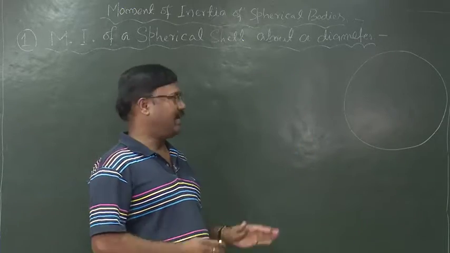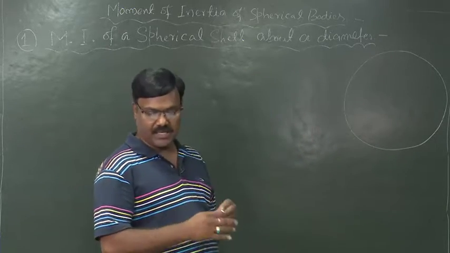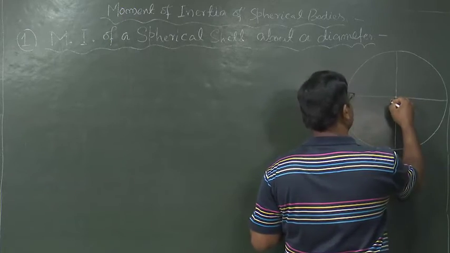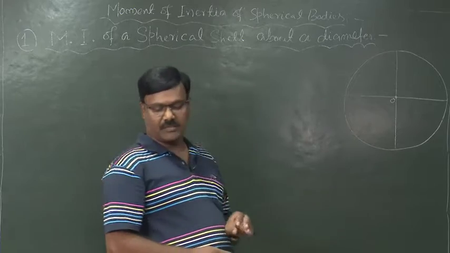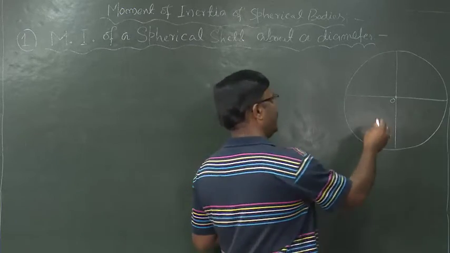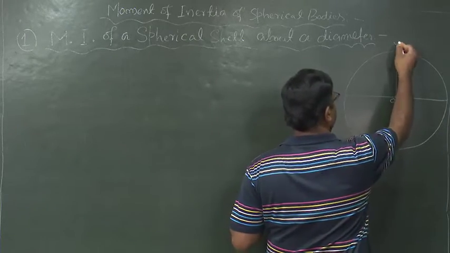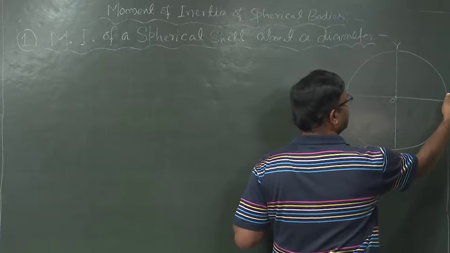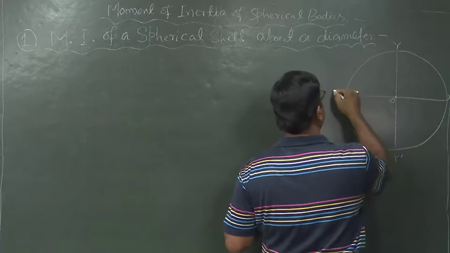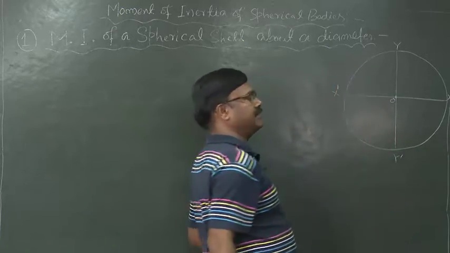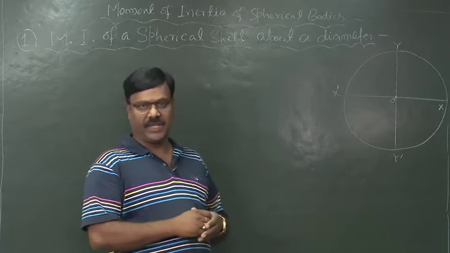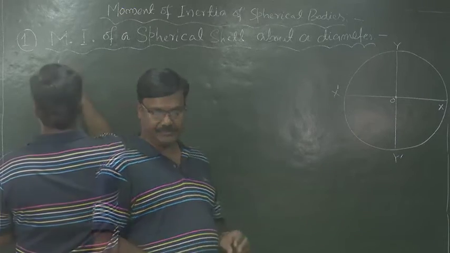Here I have considered a spherical shell of radius capital R. This is O, the center of the spherical shell. Let this axis be y dash and this axis be x dash. Here the axis is x dash.